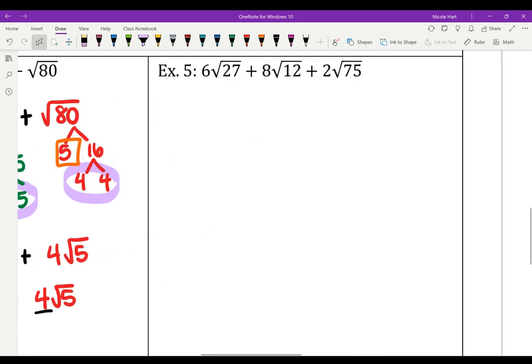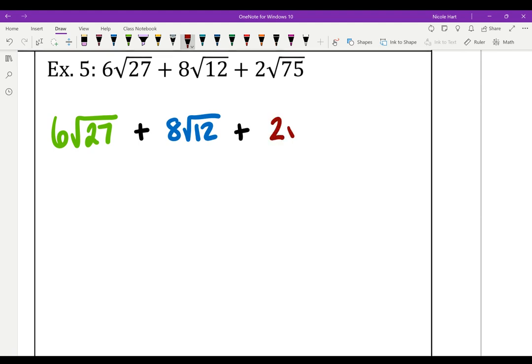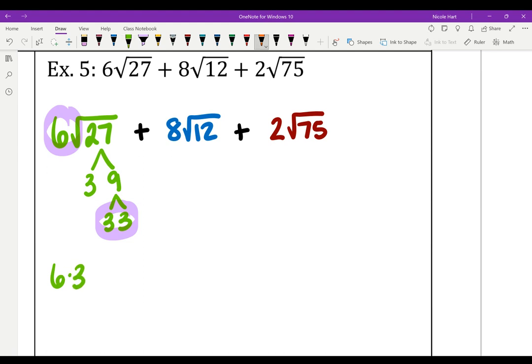Looking at example 5, we're going to do the same process. I have 6 root 27 plus 8 root 12 plus 2 root 75. 27, I know, is divisible by 3 and 9 gives us that perfect square root. So I'm going to circle the 3. It's going to go outside with the 6. 6 times 3. And we have that singular 3 left over. That's going to go back inside. 6 times 3 gives us 18, and then root 3.